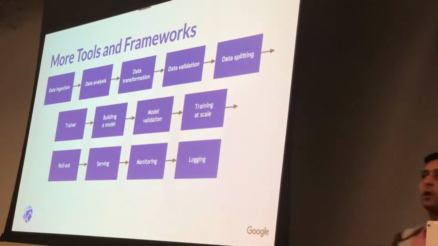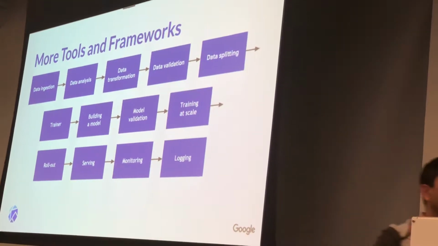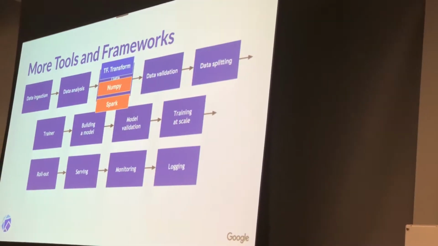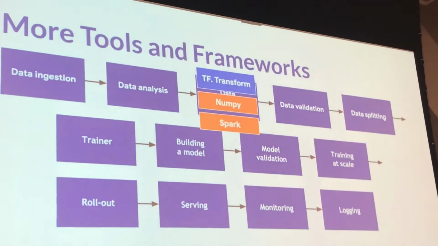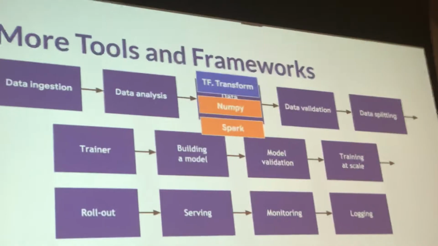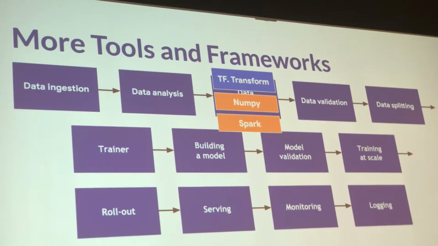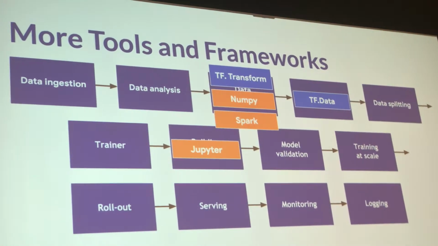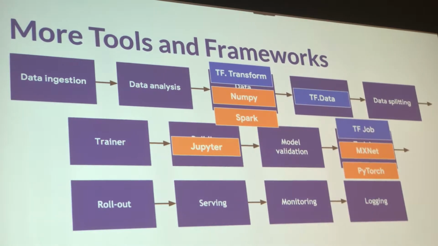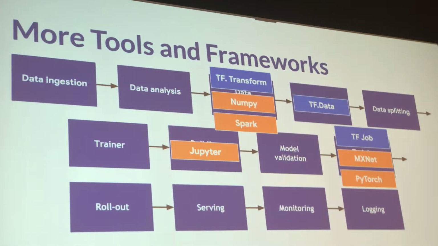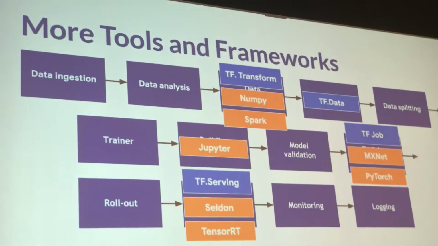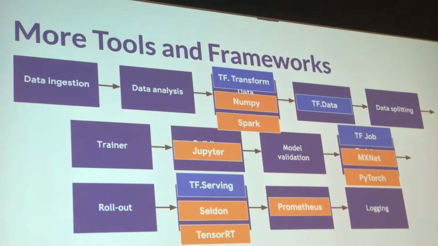Looking at what's going on inside Kubeflow, we have a bunch of microservices that we rely on in building our ML workflows. And we have integrated a whole bunch of components, some coming from Google itself, from TensorFlow, TFX, and others from the open source community, including things like TF Transform, NumPy, Spark for data transformations, TF Data for data validation, Jupyter for a development environment where you experiment and build your model, TF Job, MXNet, PyTorch to train your model at scale, and TF Serving, Seldon, TensorRT for serving your model at scale with the kind of latencies you want, and Prometheus for monitoring.